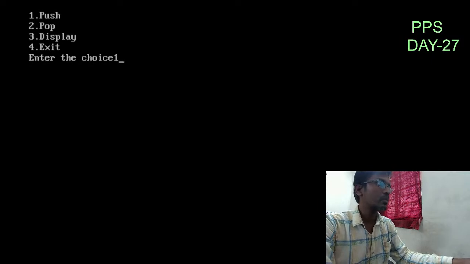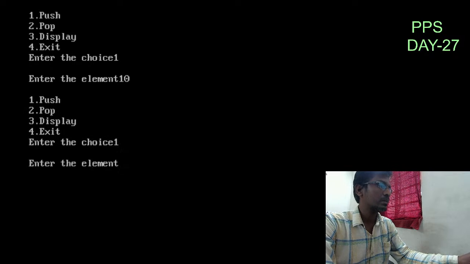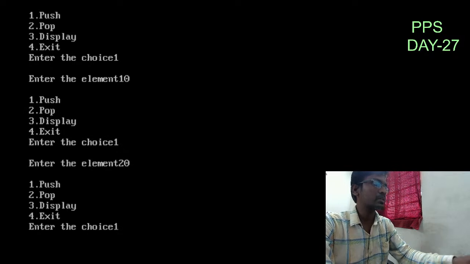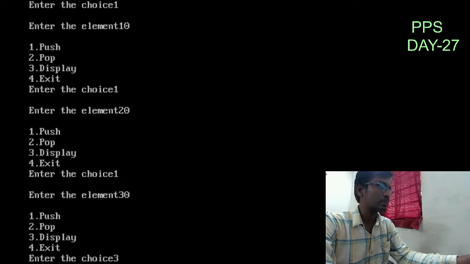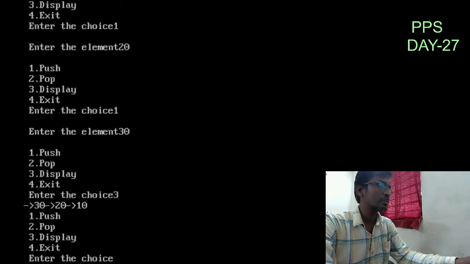Now I'm going to use choice 1, and I will insert 10, and choice 1, I insert 20, choice 1, I insert 30. Now let us display. So choice 3. So now here, what is the top element? 30. So 30, 20 and 10. So 10 is the bottom element and 30 is the top of the stack.